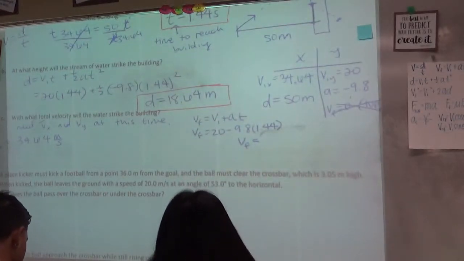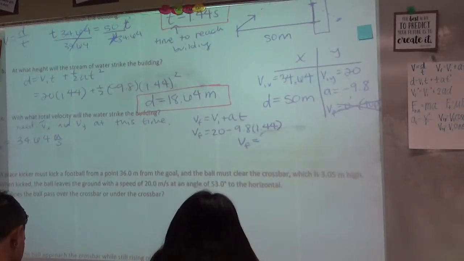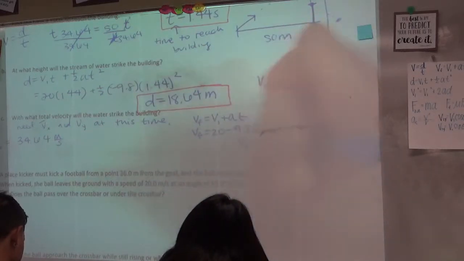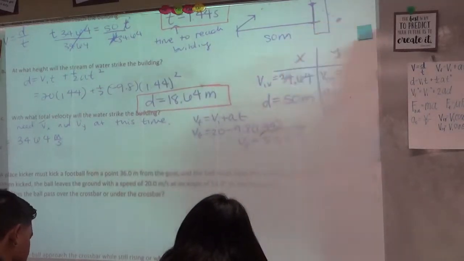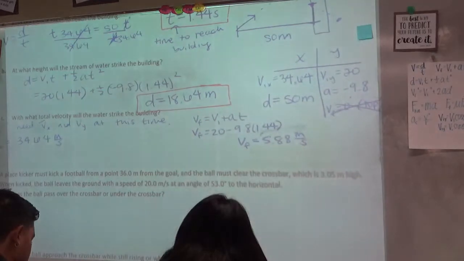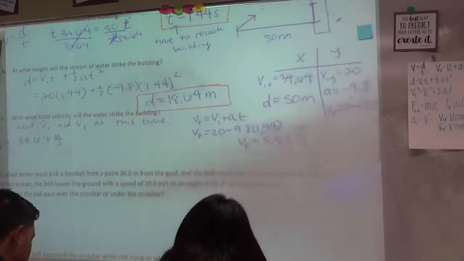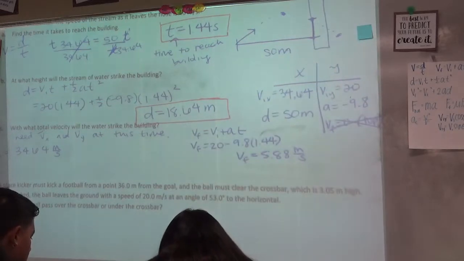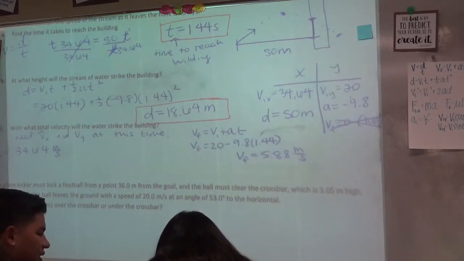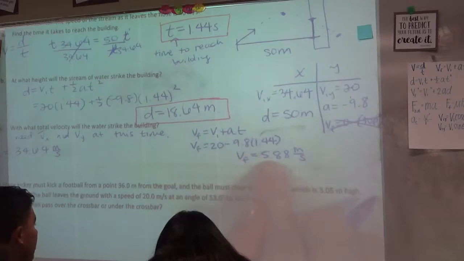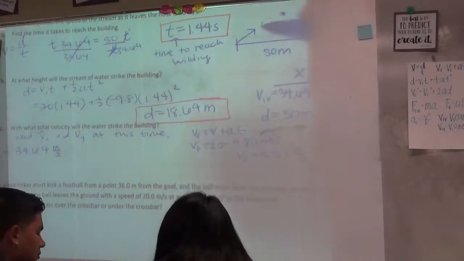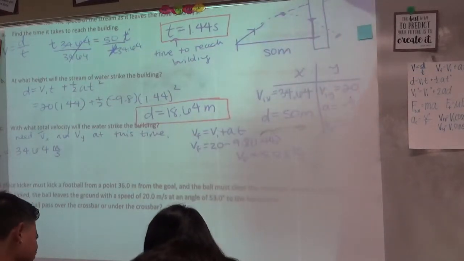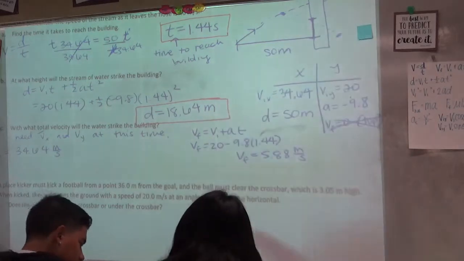What are you guys getting for the y velocity after 1.44 seconds? 5.88. So is this still on its way up, or is it already on its way down? Definitely still on its way up. How do I know it's still on its way up? It's positive. Good. If it was on its way down, you would get a negative velocity. So this is not even at its maximum height yet. So this is my y velocity.